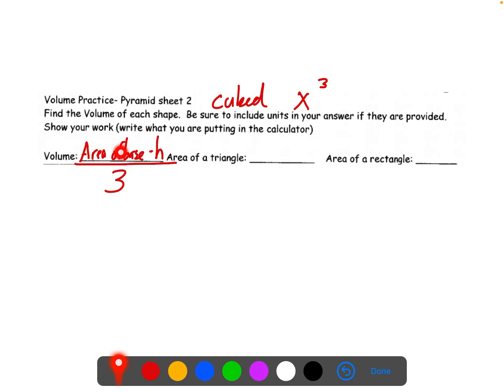Now, the area of a base could be any number of different shapes. Most of what we're going to be dealing with is going to have a triangle as the base or a rectangle as the base. And remember, to find the area of a triangle, we take the base of the triangle times the height of the triangle, and then take half of that or divide it by 2. And then the area of a rectangle is the length times the width.